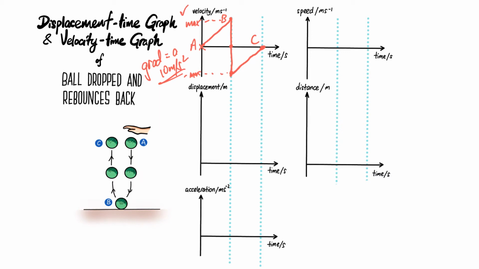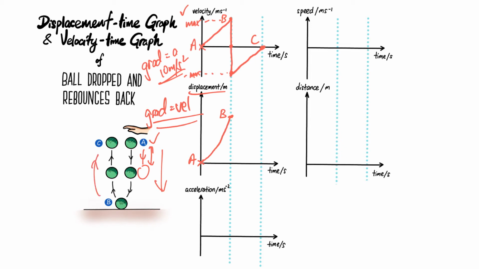As for displacement time, let's recall the gradient represents the velocity, and we have mentioned in the previous video that displacement is like the distance between the ball and the reference point, and now the reference point is at the starting point, which is at position A. As the ball falls, the displacement between the reference point and the ball will keep on increasing. So I'll start from the origin, because at the beginning the ball is at its reference point, no displacement. As it falls, the speed is increasing, so the gradient is increasing, it's getting steeper and steeper. So this is what you get here until point B.